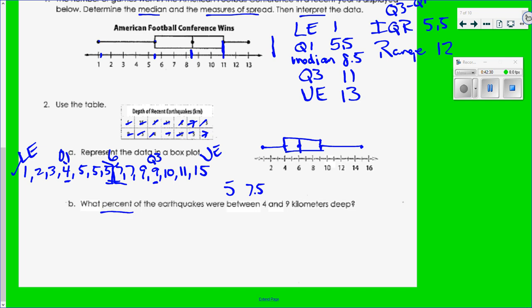Guys, key question. What percent of the earthquakes are between 4 and 9 kilometers deep? What do you think, Alex? Oh, so close. You just said it wrong. What is it, Mackenzie? 50. How did you get 50%? Good. Because that's my Q1 and Q3 values. I know that half of my data lies inside that box. 50%. Okay, let's go to that next page.